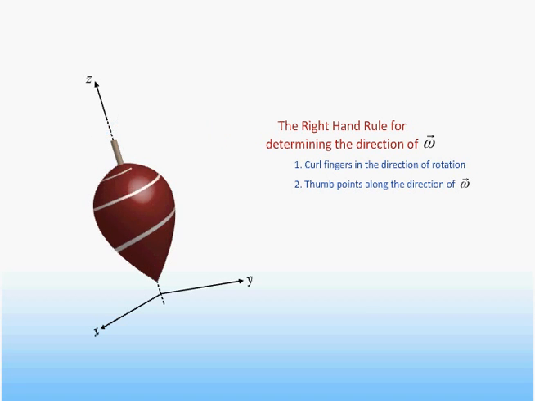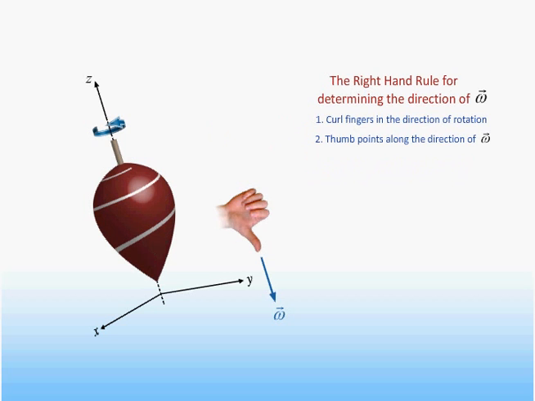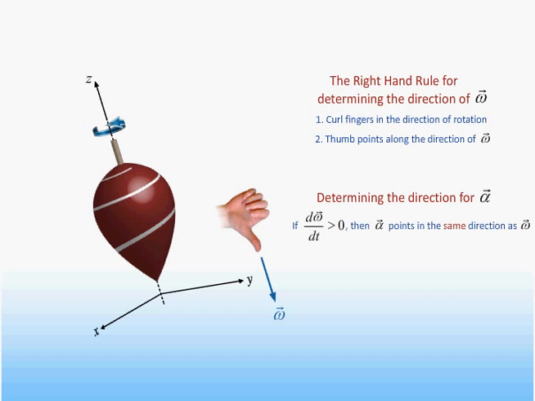Similarly, if the object is rotating in the clockwise direction, the same exercise results in your thumb pointing in the minus z direction. We use the same right-hand rule to define the direction of alpha, the angular acceleration. For example, if the angular velocity increases in time, then the angular acceleration vector has the same direction as that of the angular velocity. If the angular velocity decreases in time, then the angular acceleration vector has the opposite direction as that of the angular velocity.